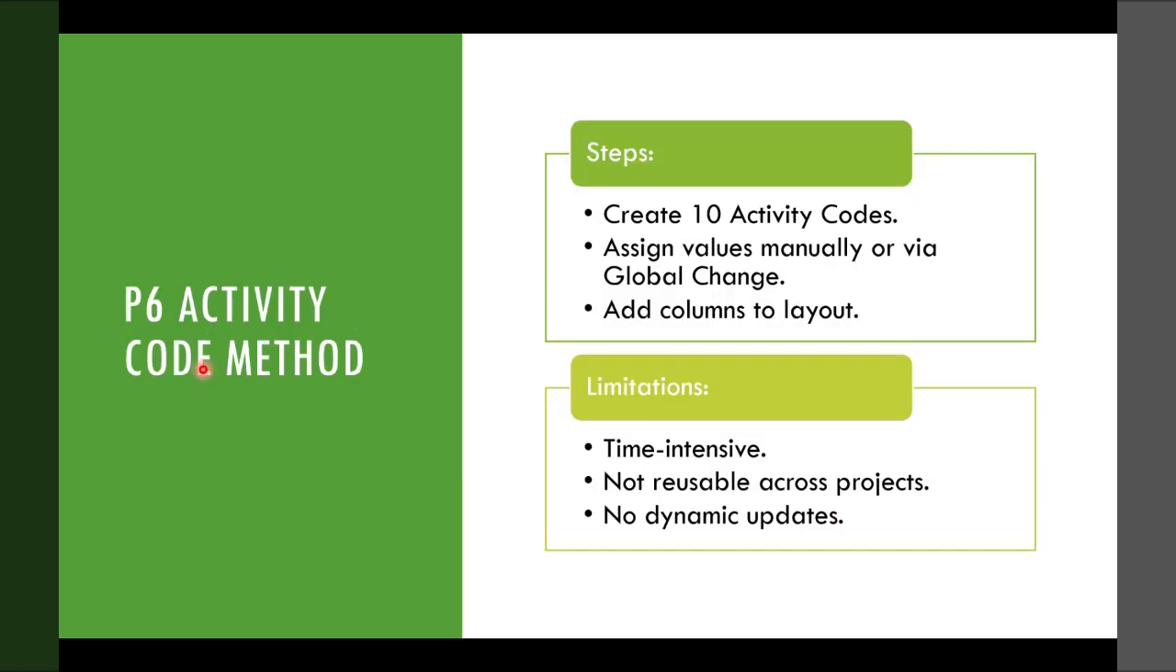The P6 activity code method has these steps: create 10 activity codes if we have 10 WBS levels, assign values manually or via global change, and add columns to the layout. What are the limitations? This is a time intensive activity. The code is not reusable across projects and does not update dynamically. For example, if we create more activities, we need to update those particular activities manually.